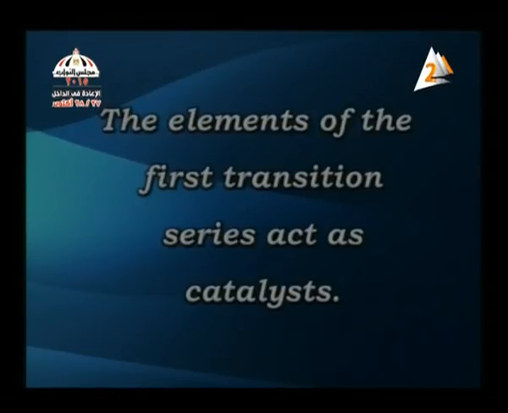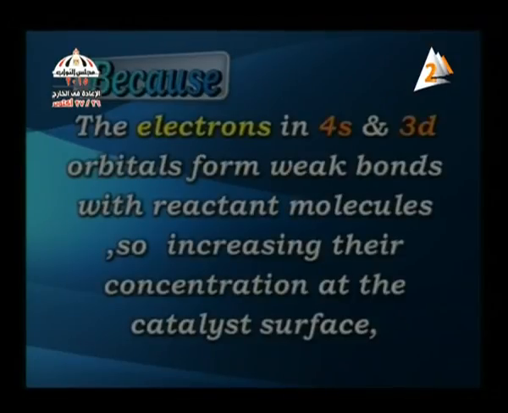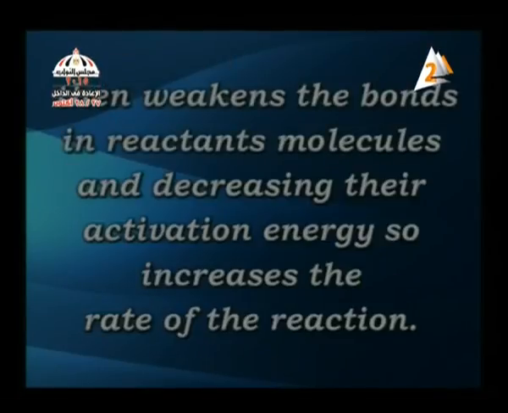Next point, the elements of the first transition series act as catalysts, because the electrons in the 4s and 3d orbitals form weak bonds with the reactant molecules, so increasing their concentration at the catalyst surface, which weakens the bonds in the reactant molecules and decreases their activation energy, and so increases the rate of the reaction.